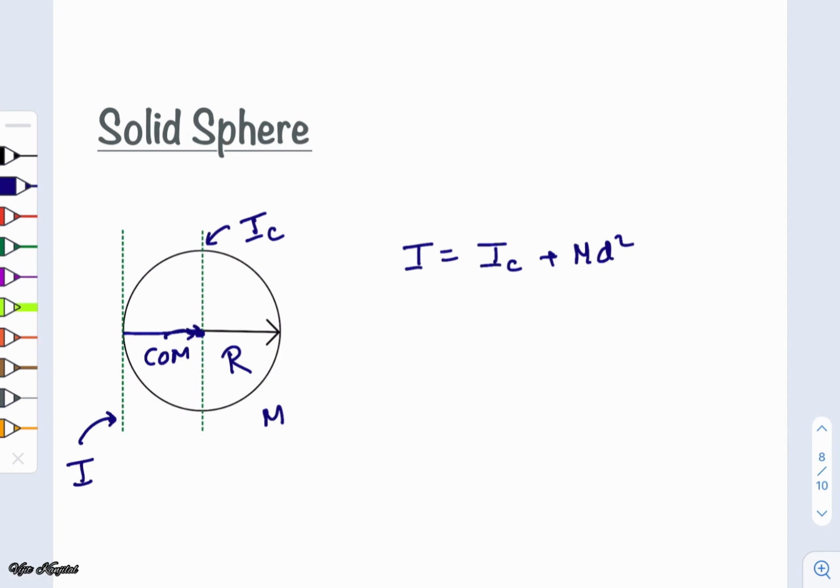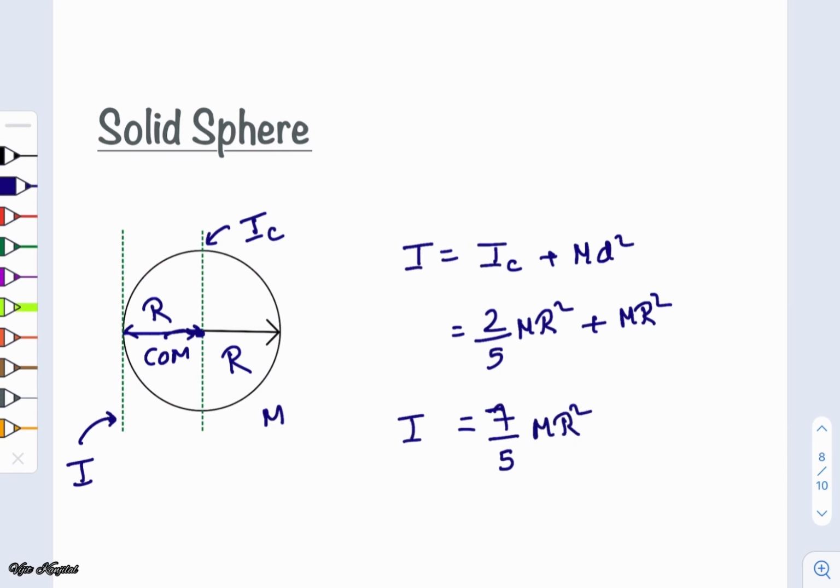What is d? What is the distance between these two particular axes? It is nothing but r. So what is IC? We have already calculated it. It is nothing but 2 by 5 mr square plus mr square. So what do we get? We obtain the moment of inertia of a solid sphere with respect to a tangential axis as 7 by 5 mr square.